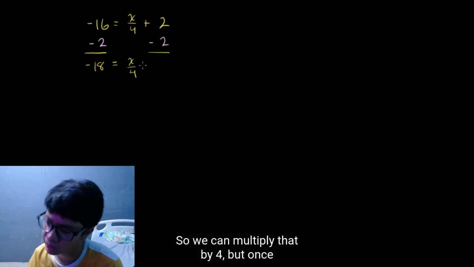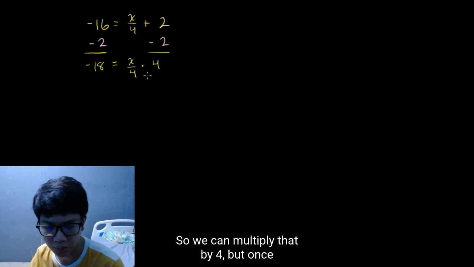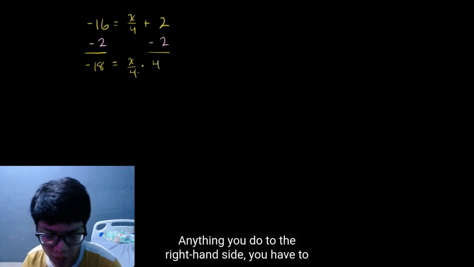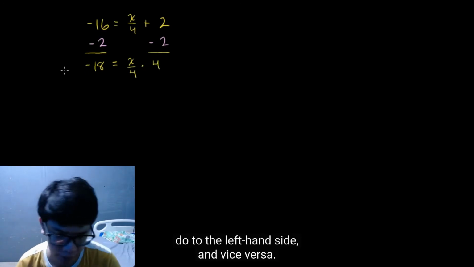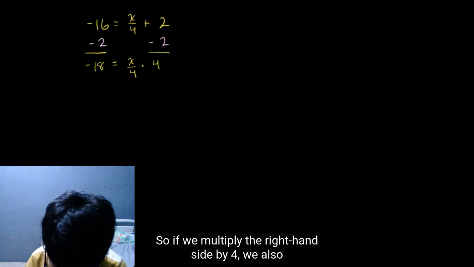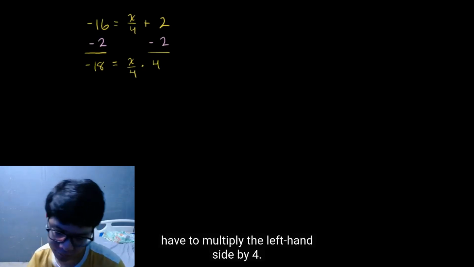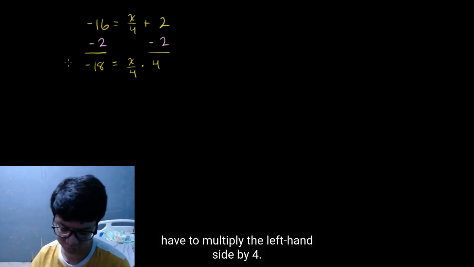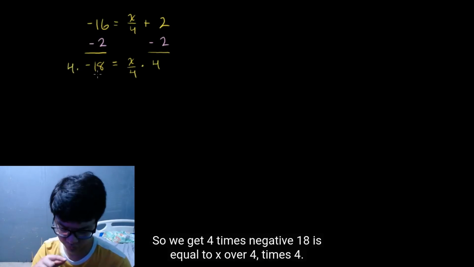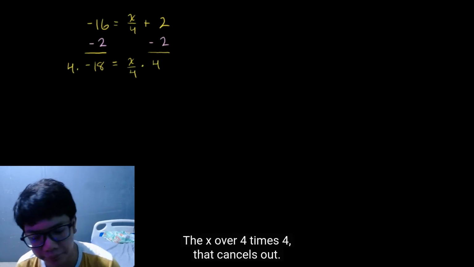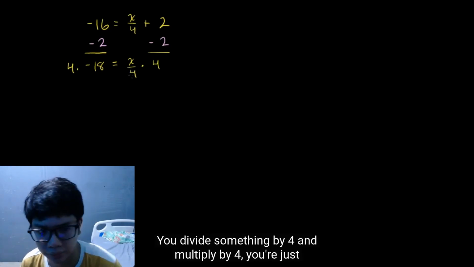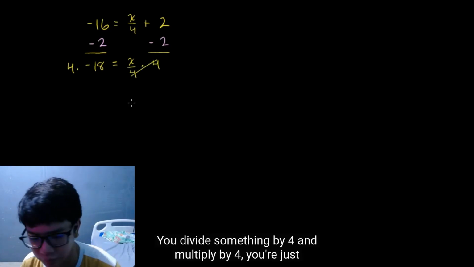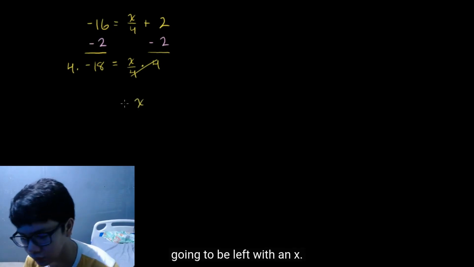So we can multiply that by 4. But once again, this is an equation. Anything you do to the right-hand side, you have to do to the left-hand side, and vice versa. So if we multiply the right-hand side by 4, we also have to multiply the left-hand side by 4. So we get 4 times negative 18 is equal to x over 4 times 4. The x over 4 times 4, that cancels out. You divide something by 4 and multiply by 4, you're just going to be left with x.